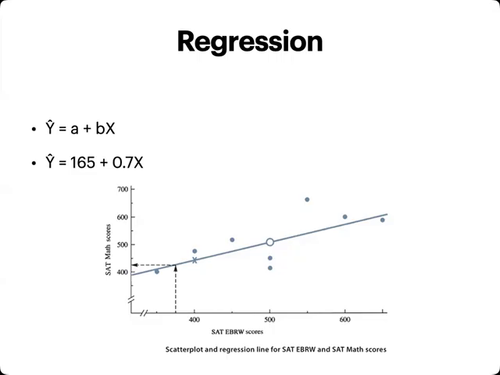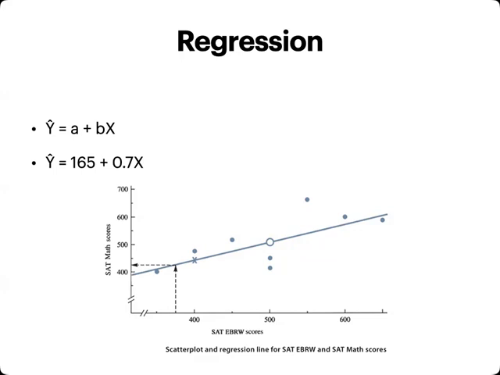The Y hat in the regression formula represents the person's predicted score on the outcome variable, and A is the point at which the regression line crosses the y-axis, and B is the slope of the regression line, and X is the value from which you wish to predict the Y value. So to predict a person's SAT math score on the outcome variable, Y hat, simply plug in their SAT reading writing score on the predictor variable X.